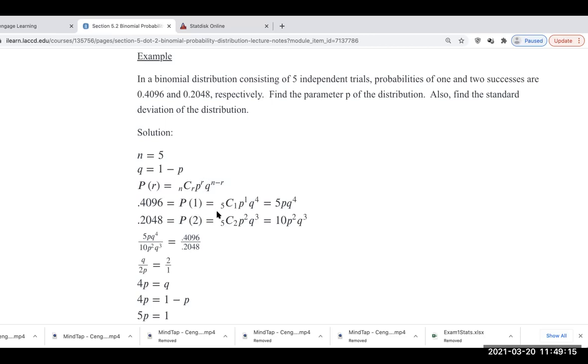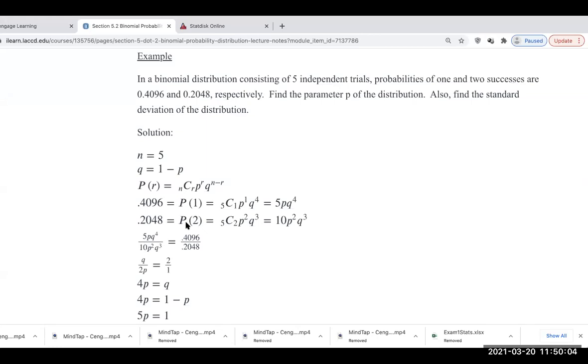Well, by the binomial formula, I have 5 trials. I want to choose one of them to be a success. The probability of success, I don't know what it is, but I call it p. And so there is 1 success and there are 4 failures. Again, I don't know the probability of failure, I'll call it q. 5C1 is 5. And so we have that 5p times q to the 4th is 0.4096.